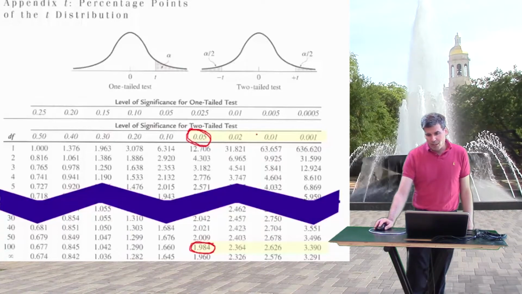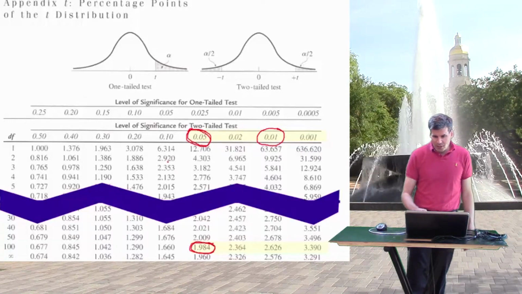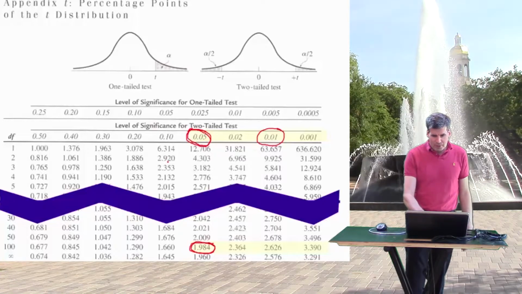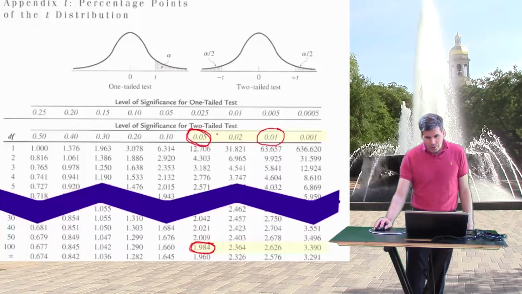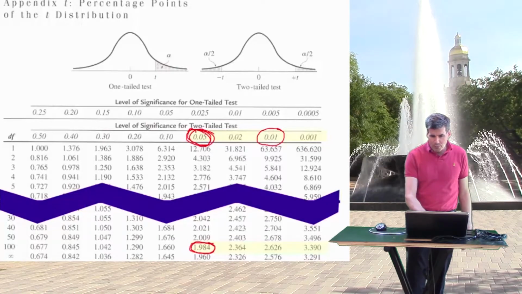If I wanted a different one, like a 99% confidence interval, we could use P as less than 0.01. So we could use different critical values if we wanted a different confidence interval. But for this class, I'm always going to ask for a 95% confidence interval. So you would always be looking in this column here for P as less than 0.05 and giving me those critical values. So 1.984.